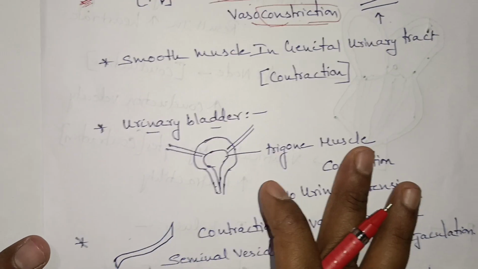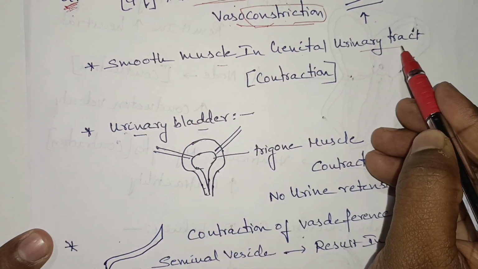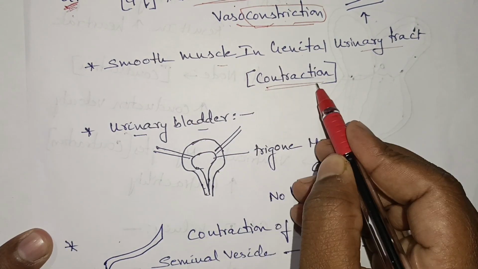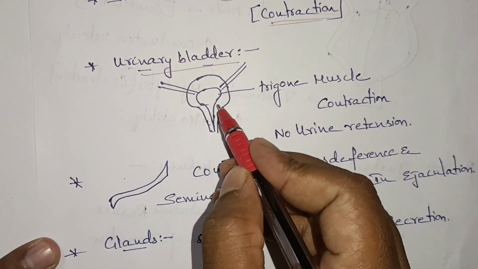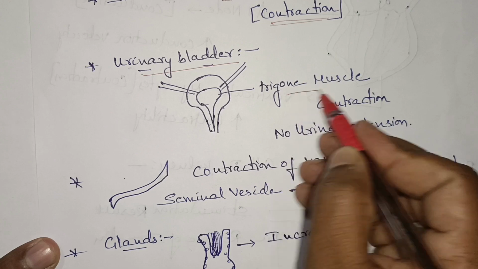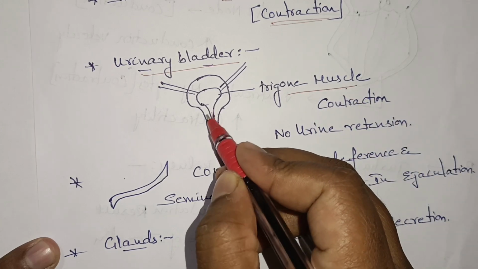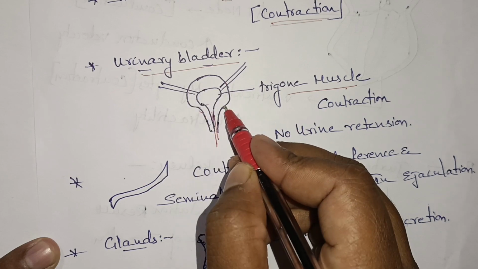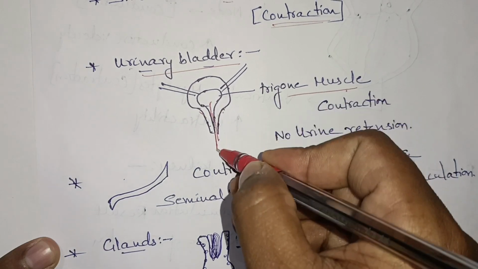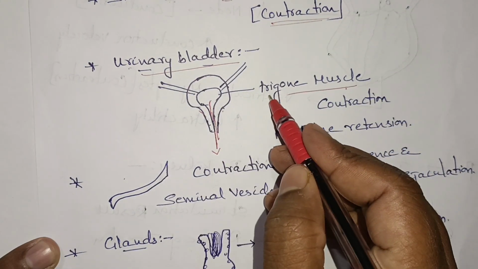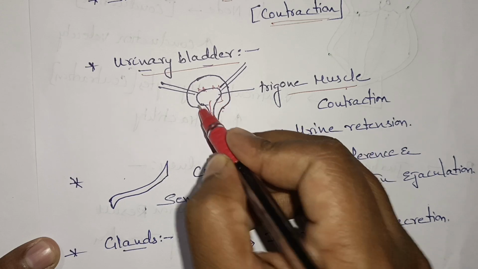It is also found in the smooth muscles of the genitourinary tract, resulting in contraction. Then it is also present in the urinary bladder, mainly on the trigone muscle. These muscles are present in the lower base of the urinary bladder. They help to push the urine out from the urinary bladder. Here, these receptors are mainly found in the trigone muscle.